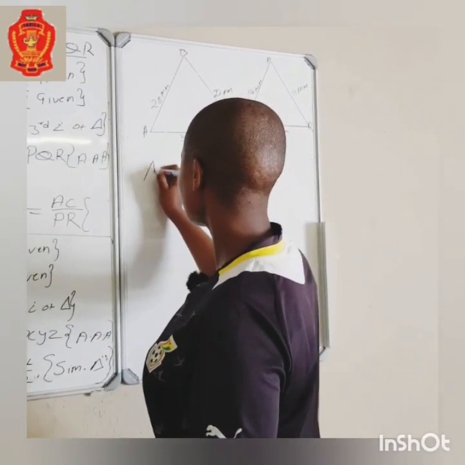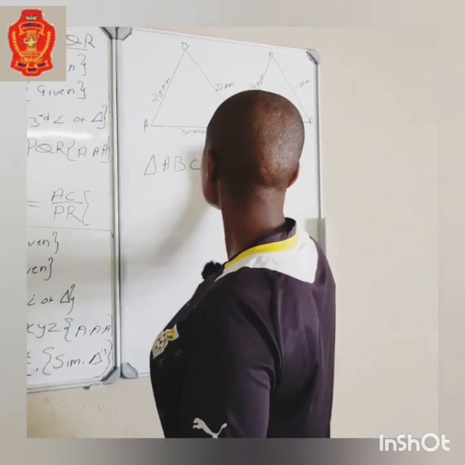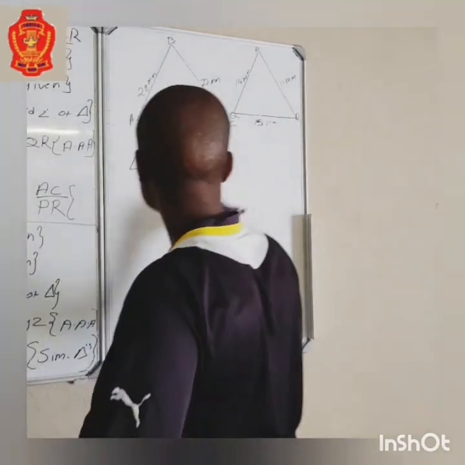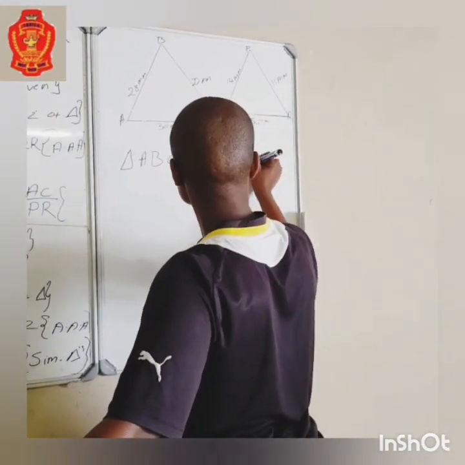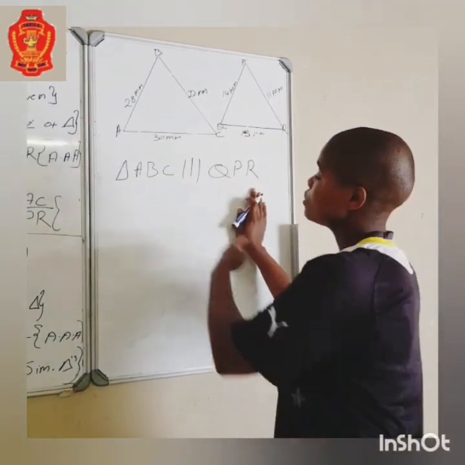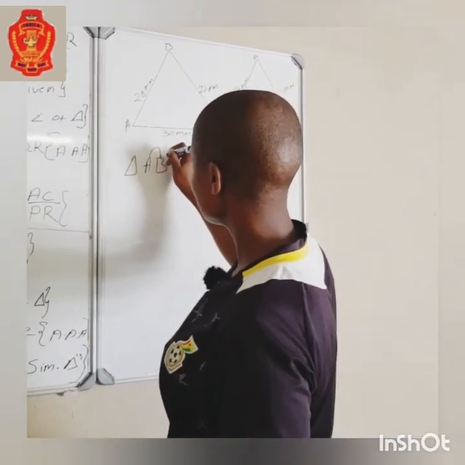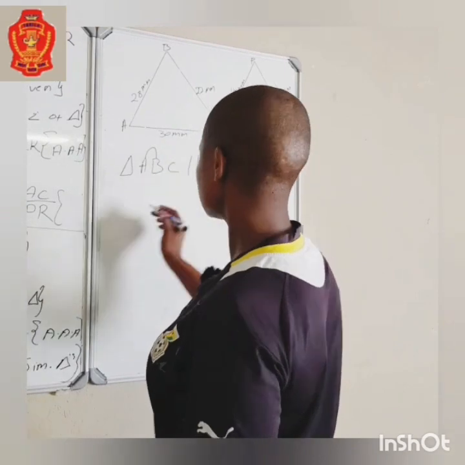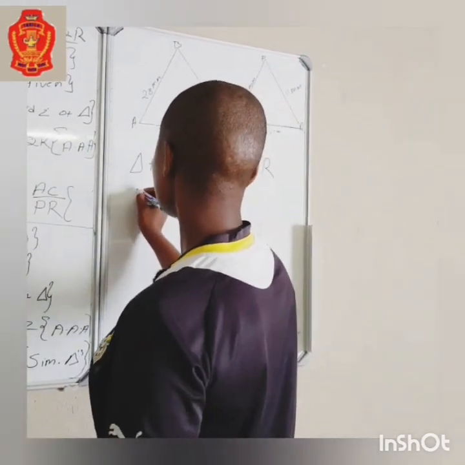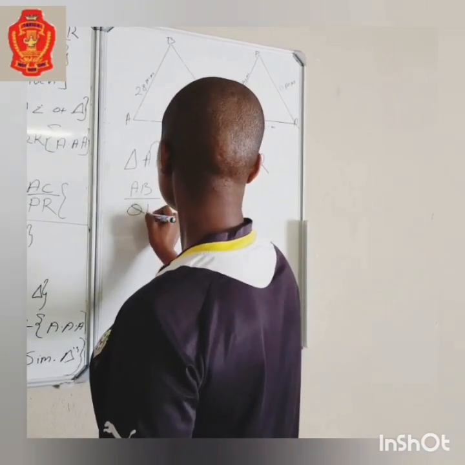So we have triangle ABC similar to triangle QPR. Remember, the order is very important. So when you have the order, then you don't have to worry much. Then you've got this over that. We are checking whether they are in proportion. So we are going to say AB divided by QR.